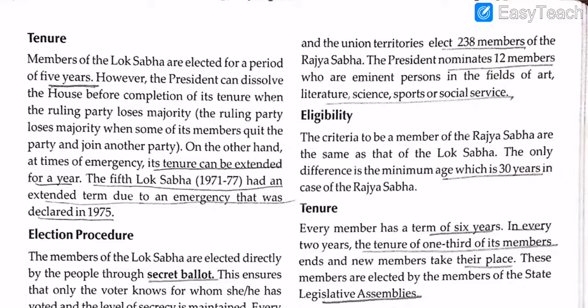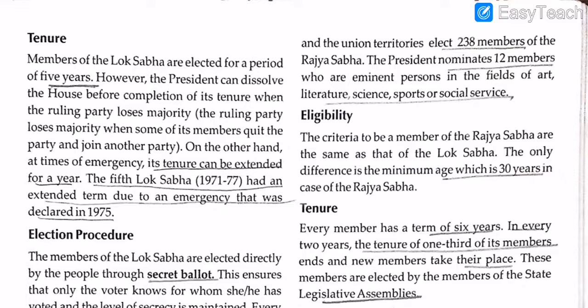The president can completely dissolve the Lok Sabha if a lot of people think, hey, we're not going to win, so we're going to go and join the other party. You know that there are two parties, right? Congress, BJP. So they can leave one party and join the other party, and in this case the president can dissolve the whole house, right? And on the other hand, at some times of emergencies, tenure can be extended for a year. The 5th Lok Sabha, that's 1971 to 1977, had an extended term due to an emergency that was declared in 1975.